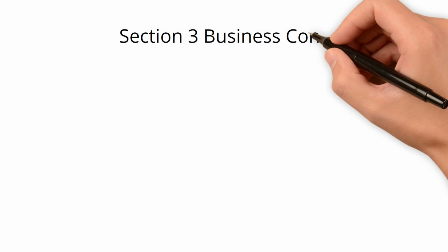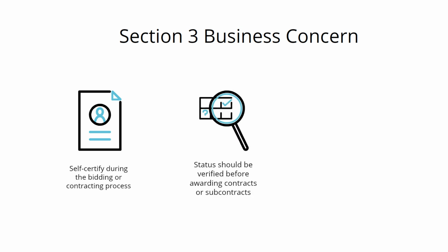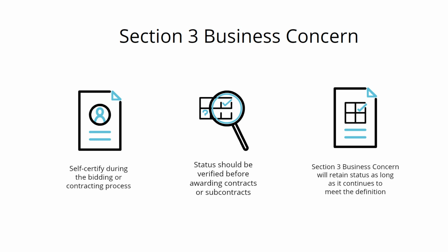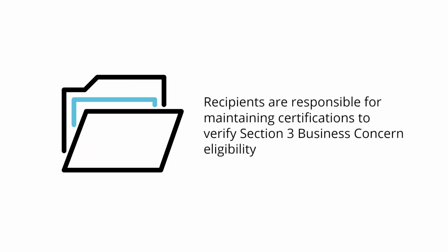For Section 3 business concern certification, businesses may self-certify to claim their status during the bidding or contracting process. The Section 3 status of that business should be verified by the funding recipient before awarding any contracts or subcontracts. Once a business is certified as a Section 3 business concern, it will retain that status for as long as it continues to meet the definition outlined in the regulations. Ultimately, recipients are responsible for maintaining certifications to verify Section 3 business concern eligibility.